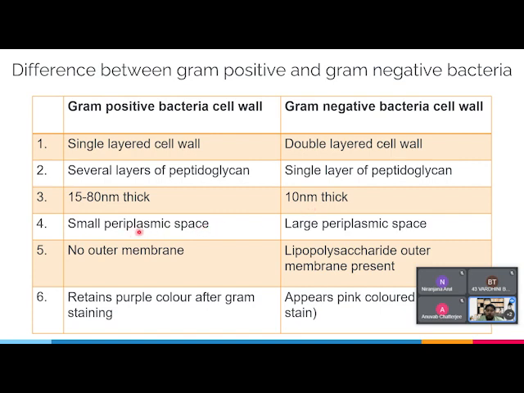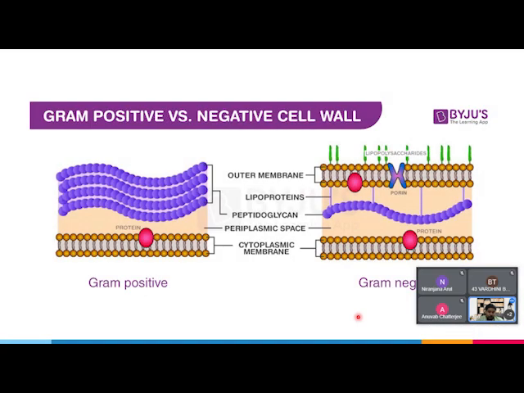Gram positive bacteria have a small periplasmic space. Gram negative have a large periplasmic space. No outer membrane is present in gram positive, whereas gram negative have an outer membrane made out of lipopolysaccharides. Gram positive bacteria retain the purple stain after gram staining. Gram negative appear pink after gram staining. So this is gram negative versus gram positive.